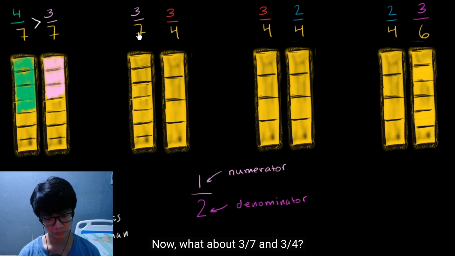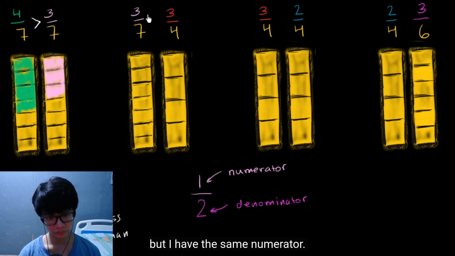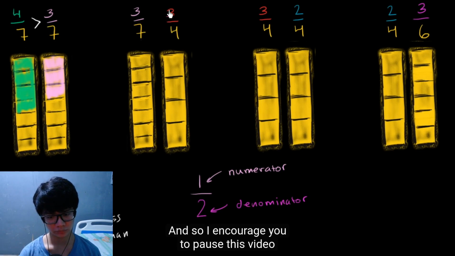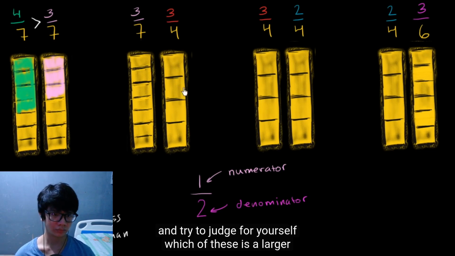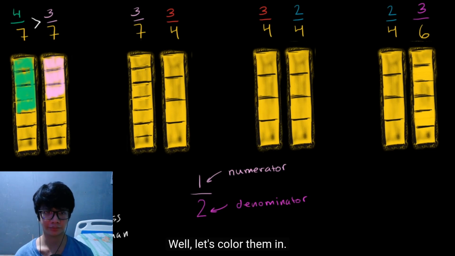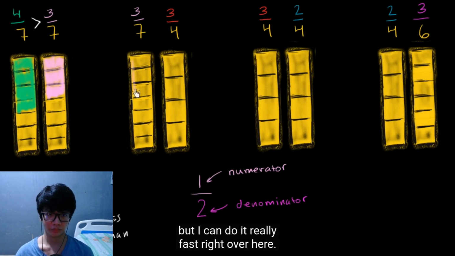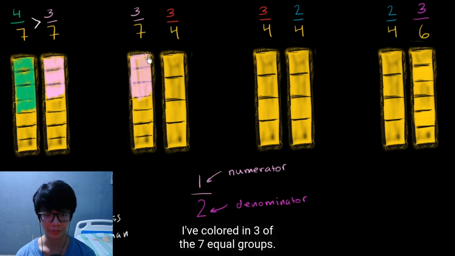Now what about 3/7 and 3/4? So here I have different denominators, but I have the same numerator. And so I encourage you to pause this video and draw maybe little boxes like this and try to judge for yourself which of these is a larger fraction, represents a larger number. 3/4. Well, let's color them in. So let's think about 3/7 first, and we actually already drew it here, but I can do it really fast right over here. So that is 3/7. I've colored in 3 of the 7 equal groups.